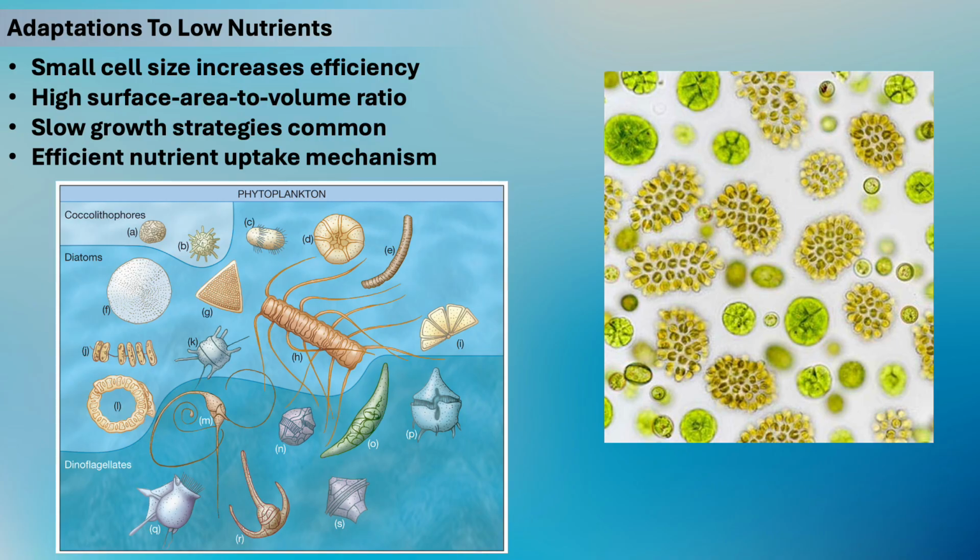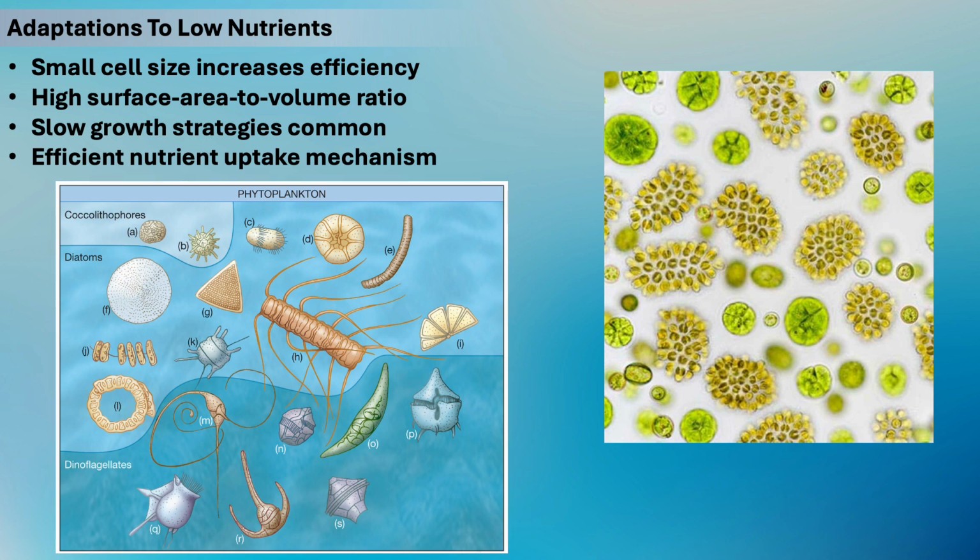Organisms in the open ocean must cope with environments where nutrients are scarce. As a result, many phytoplankton species have evolved adaptations that allow them to survive under these conditions. One key adaptation is small cell size. Smaller cells have a higher surface area to volume ratio, which enables their ability to absorb dissolved nutrients from the surrounding water. This gives them a competitive advantage in nutrient-poor environments.